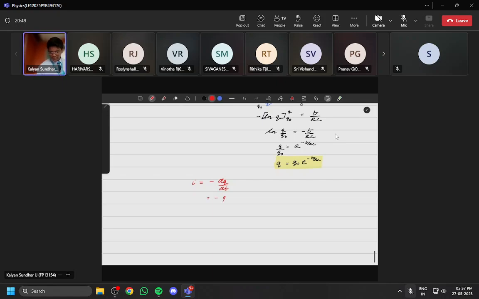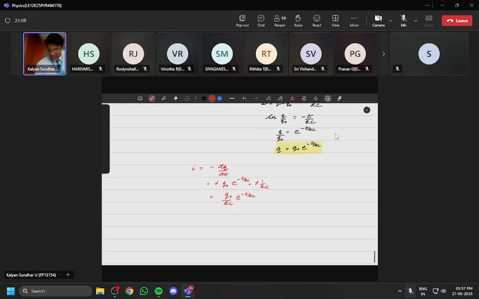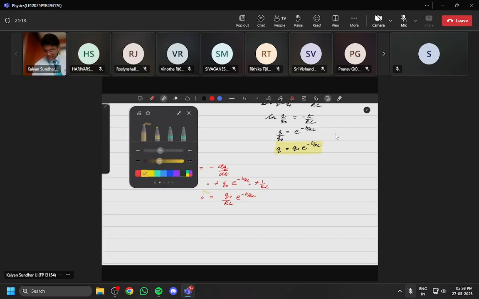So keeping minus Q naught as it is, when you differentiate the exponential e power minus tau by RC, you get minus 1 by RC. Minus and minus will get cancelled. You will get Q naught by RC e to the power minus tau by RC. So this will be your I value after an interval of time.